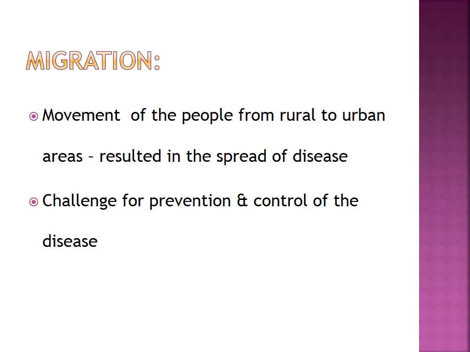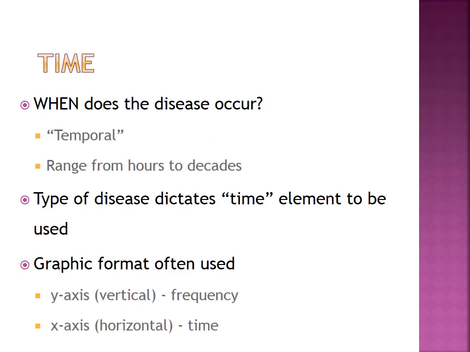Migration of people from one place to another helps in the movement of disease transmission from one place to another, and it helps in the spread of the disease. This movement of people from rural to urban areas results in the spread of disease, not only from rural to urban but also from urban to rural. The prevention and control of disease is one of the most important challenges posed by migration.